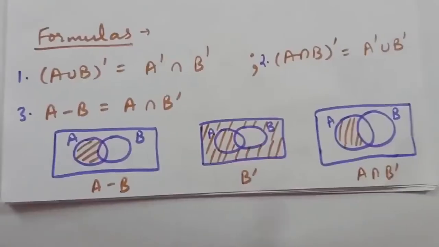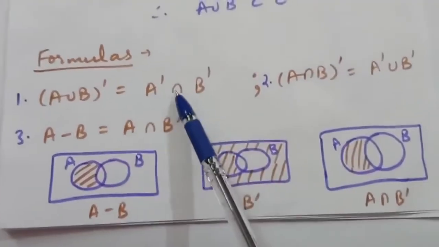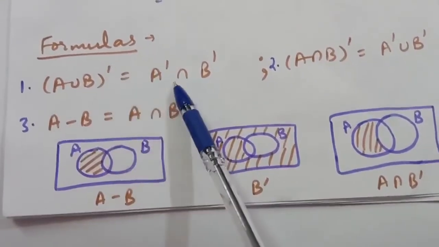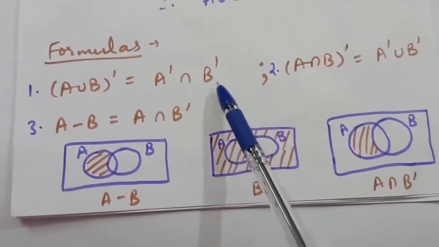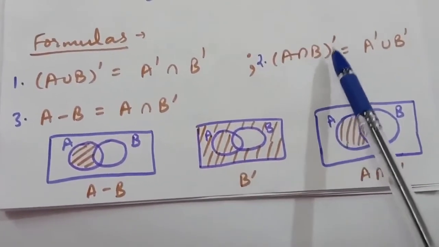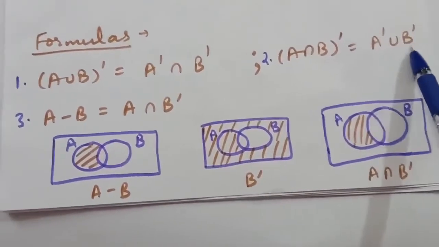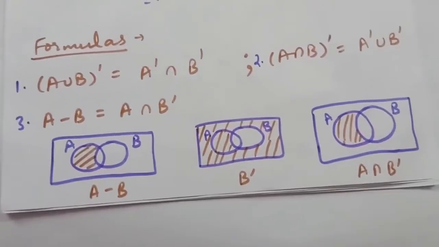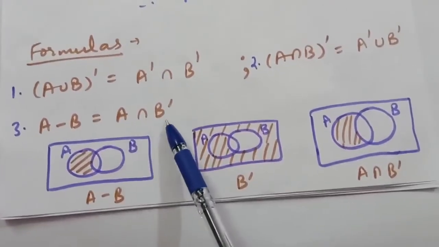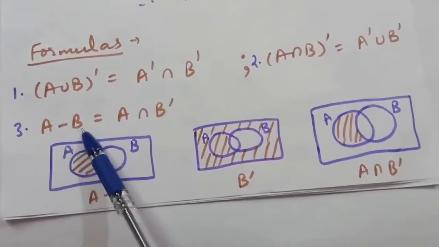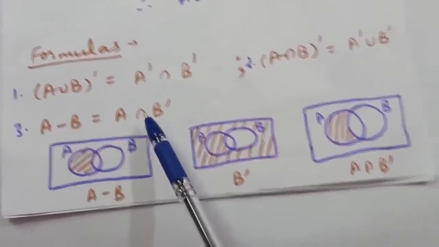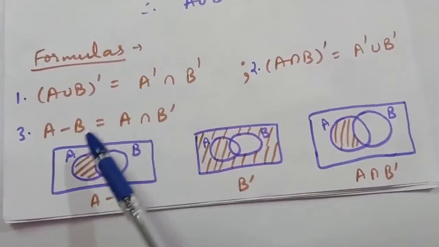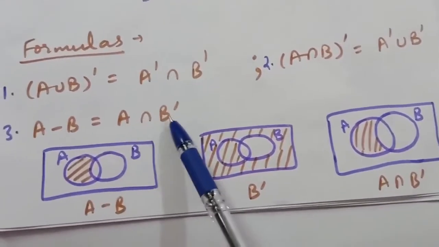Clear? We will revise some of the formulas. So first two are De Morgan's law. A union B whole complement is A complement intersection B complement. Second is A intersection B whole complement is A complement union B complement. Third, this is not the De Morgan's law. A minus B is equal to A intersection B complement. In place of minus, take the intersection, and in place of the second set its complement will come. So A minus B is equal to A intersection B complement.